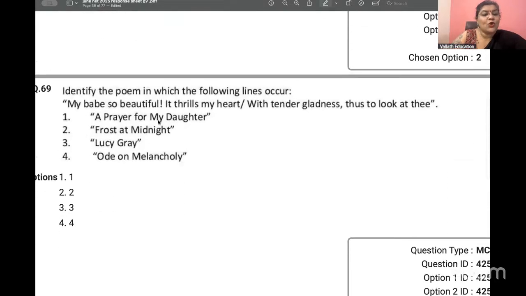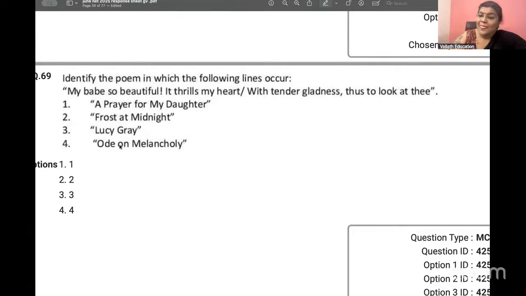"My babe is so beautiful. It thrills my heart." It is not Lucy Gray. All the Lucy poems are about Lucy having died, or Lucy somewhere in the forest or nature. I am away from Lucy, I am remembering her. It is not like this. My baby. And Ode on Melancholy is totally wrong. It's not like this. A Prayer for My Daughter is by W.B. Yeats. W.B. Yeats' style is not like this.